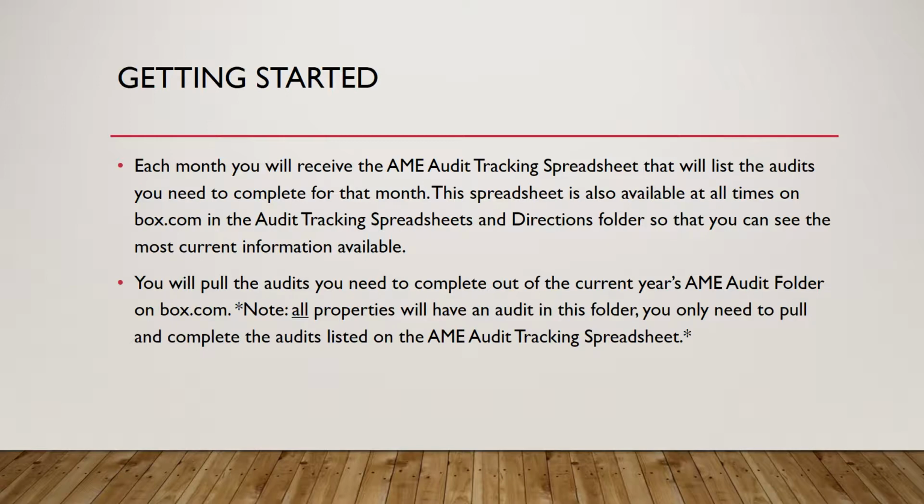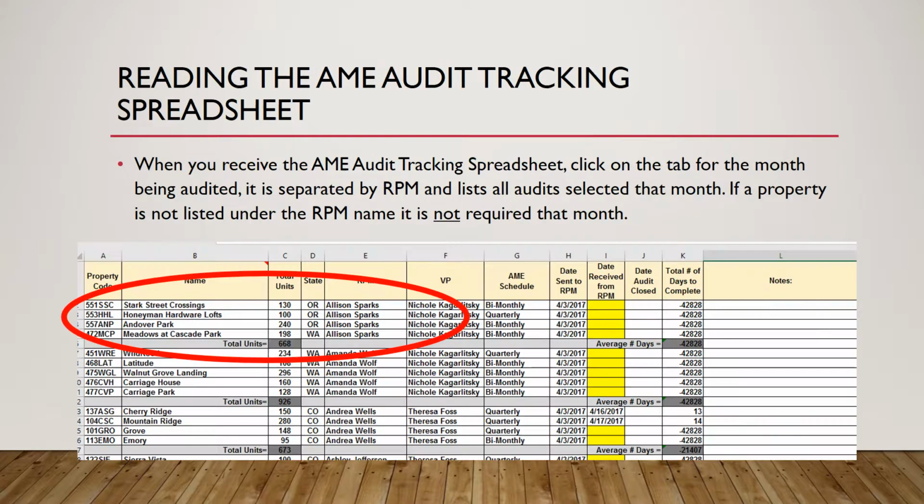You will pull the audits you need to complete out of the current year's AME Audit folder on Box.com. Note, all properties will have an audit in this folder. You only need to pull and complete the audits listed on the AME Audit Tracking Spreadsheet.